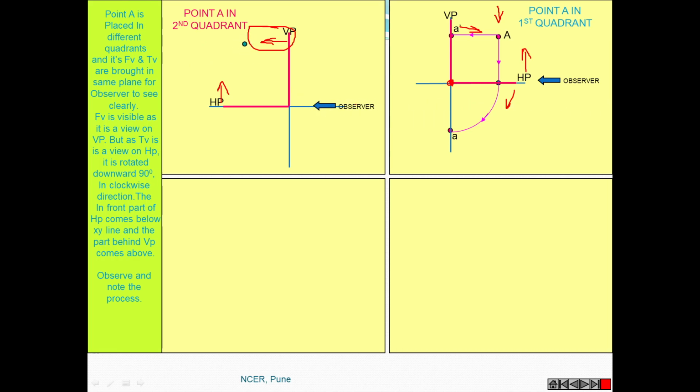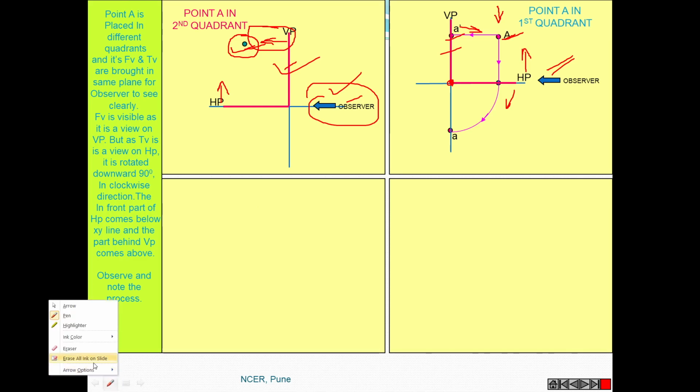You are looking towards the point from the front side. So this is the observer position. This is the point, that is the object, and this is the plane. So observer, plane, and object. If the point is in the first quadrant, you can see here the observer, object, and plane. And the difference is that in the second quadrant the plane is in between the object and observer.